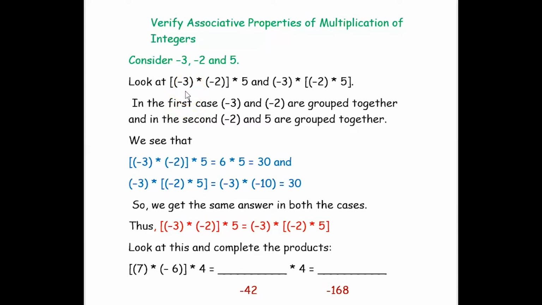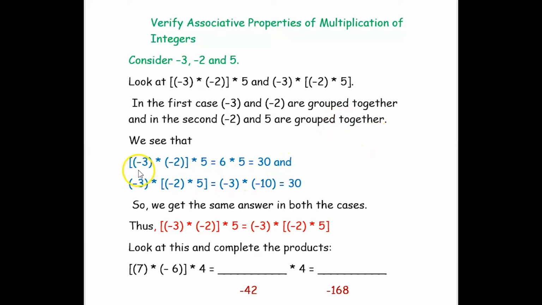First we will take (-3 × -2) × 5, and then second we will take -3 × (-2 × 5). So this is the rule for the associative property. In the first case, -3 and -2 are grouped together, and in the second case, -2 and 5 are grouped together. So now we will see the answer.